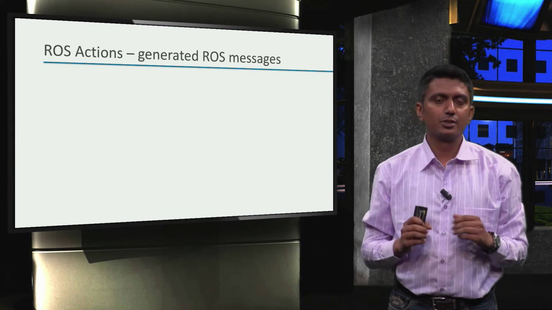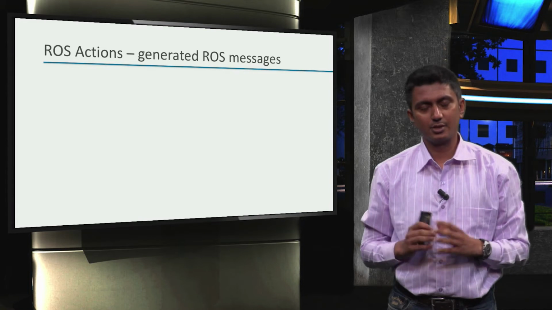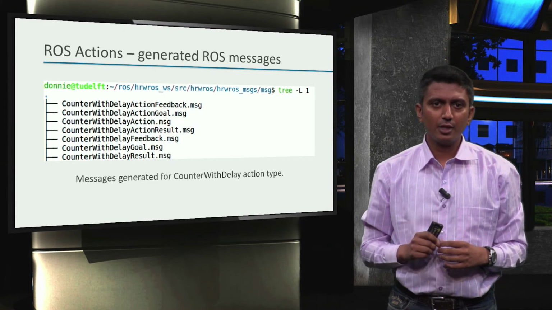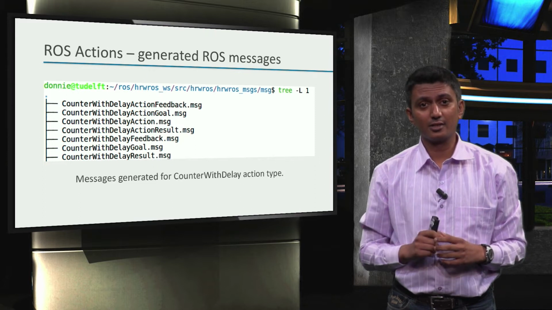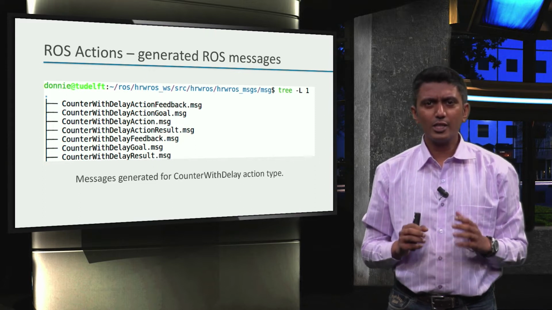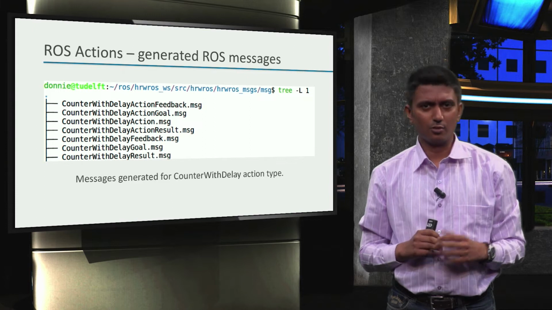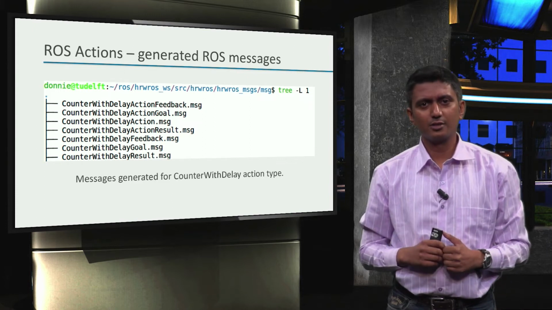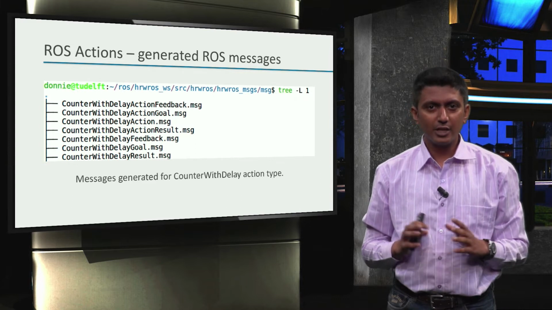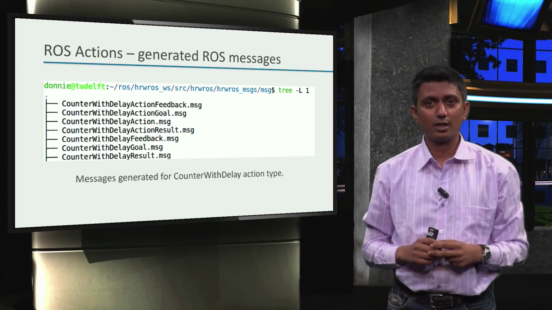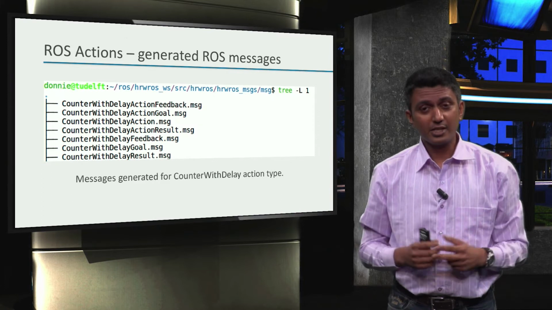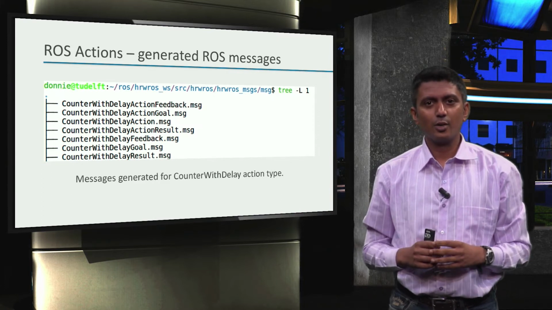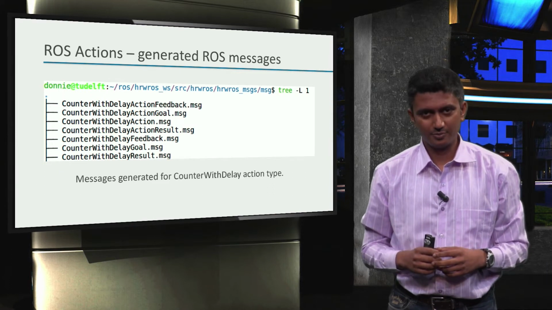use the genaction.py script to generate action messages for us. In fact, the genaction script generated 7 message files, but we only specified 3 message fields, one for goal, one for the result, and one for the feedback in our action file. That would mean we expected only 3 message files to be generated, but we have 7. So let's try to understand why the additional messages are needed.